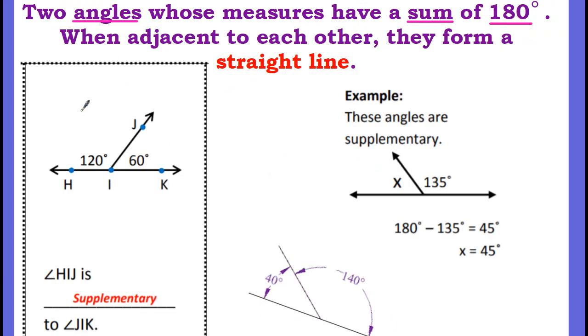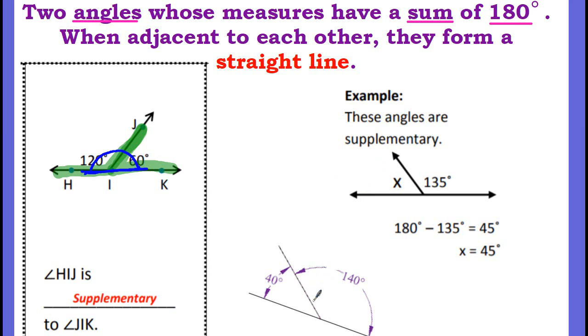Next are the supplementary angles. Two angles whose measures have a sum of 180 degrees. When adjacent to each other, they form a straight line. So taking a look at this, we see that angle HIJ is supplementary to angle JIK. And when we put the two angles together, they make that straight angle, or that straight line, which measures 180 degrees.